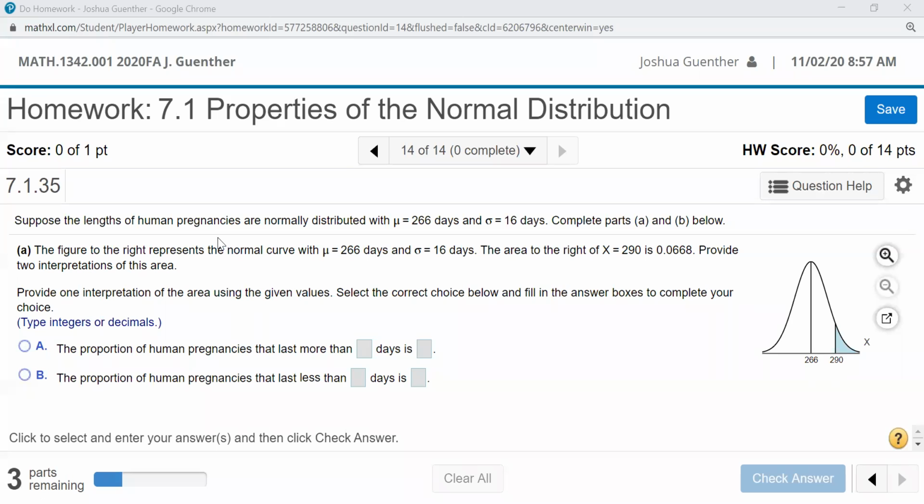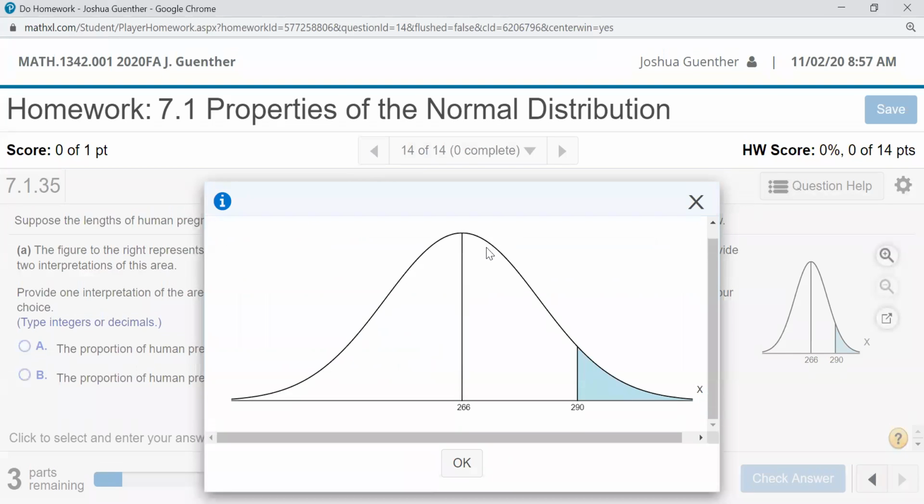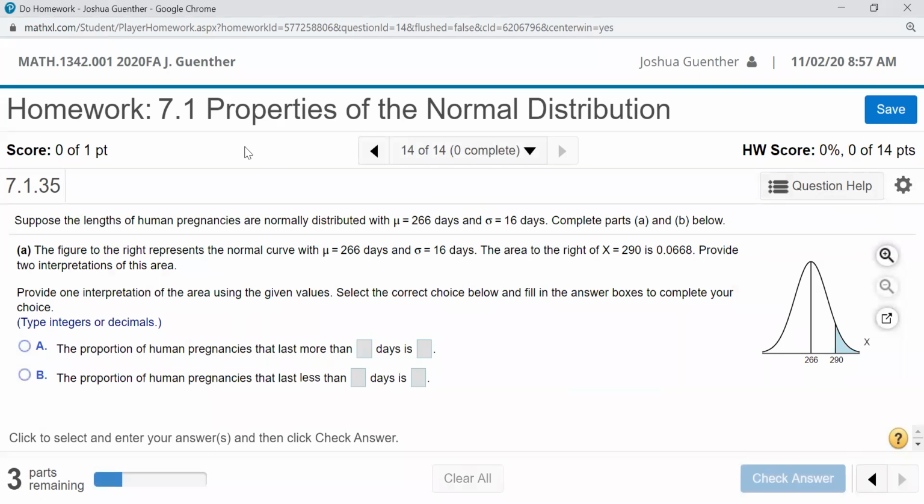Okay, so one homework problem we'll look at is going to involve the normal distribution again. Now this is cool. You can zoom way in on this, or you can open up a separate picture of the normal curve for this specific situation. This is number 14 on your 7.1 homework. Now your numbers might be a little different because it randomly generates the numbers, but the process is going to be similar. So the figure to the right represents the normal curve with mu equals 266 and sigma equals 16.